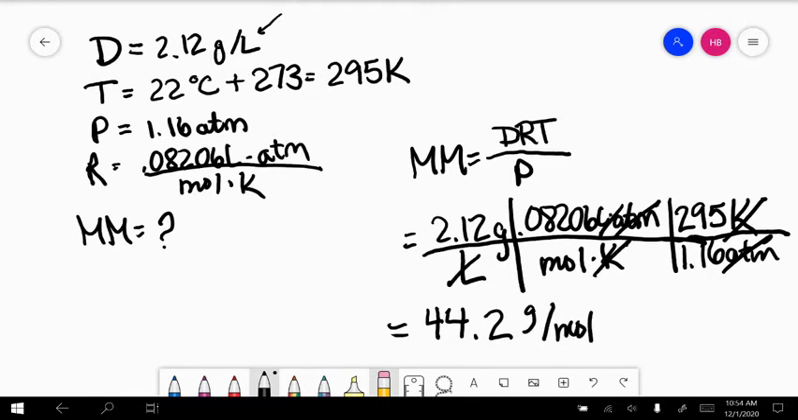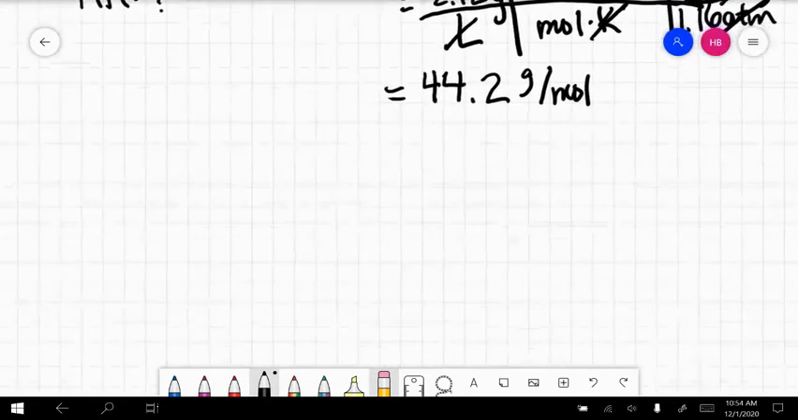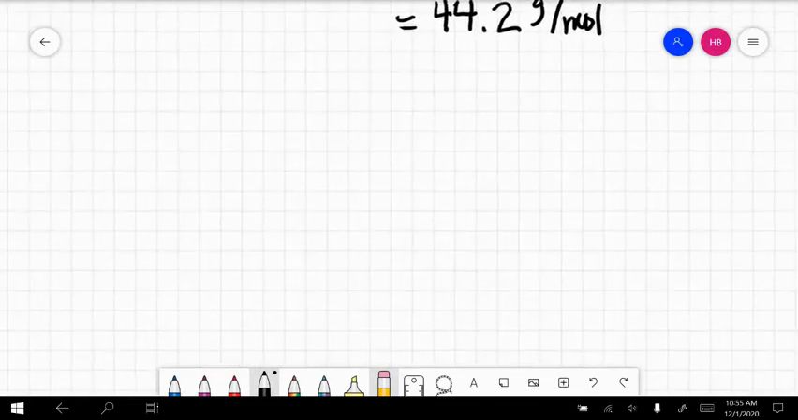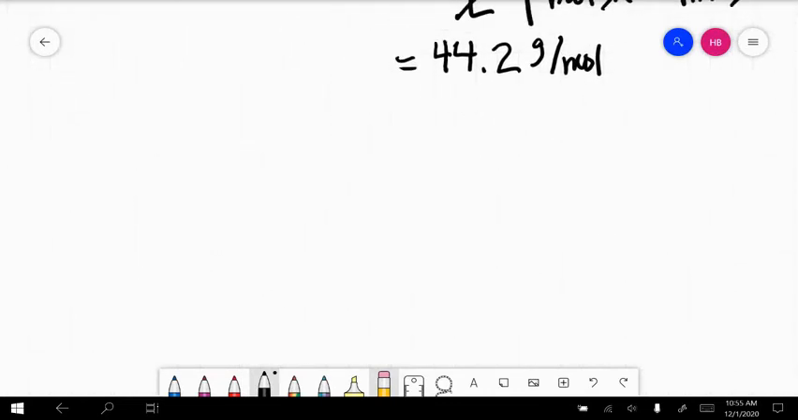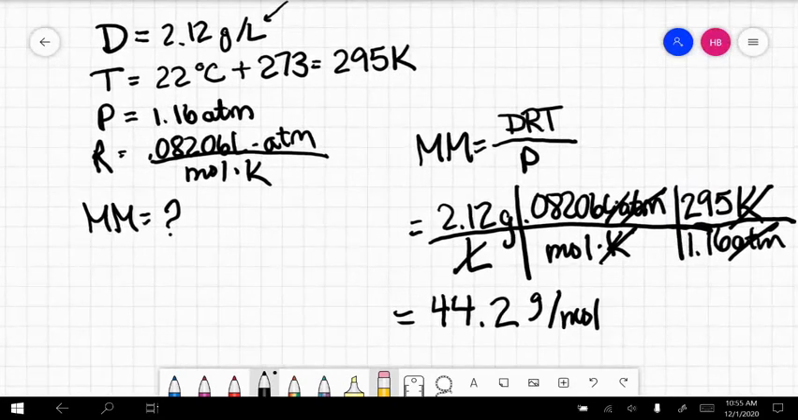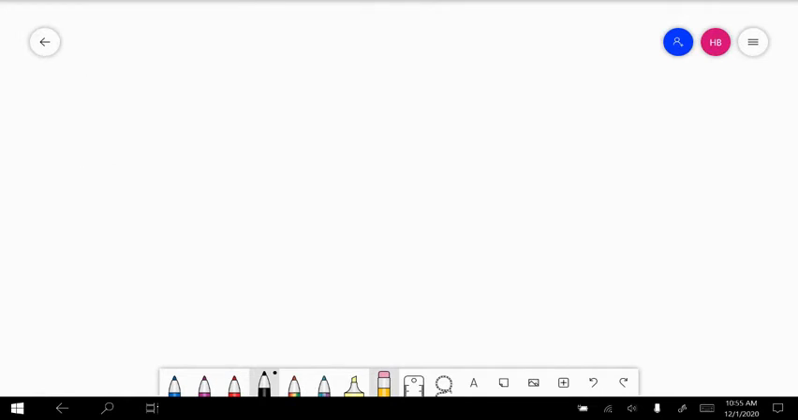Now I could look at a list of gases and I could figure out what the possible identities for this were. There's also other ways you can figure out the identity, and that's through the empirical molecular formula using a spectrophotometer. All right, let's do another problem. We'll solve for something else. Let's solve for density.